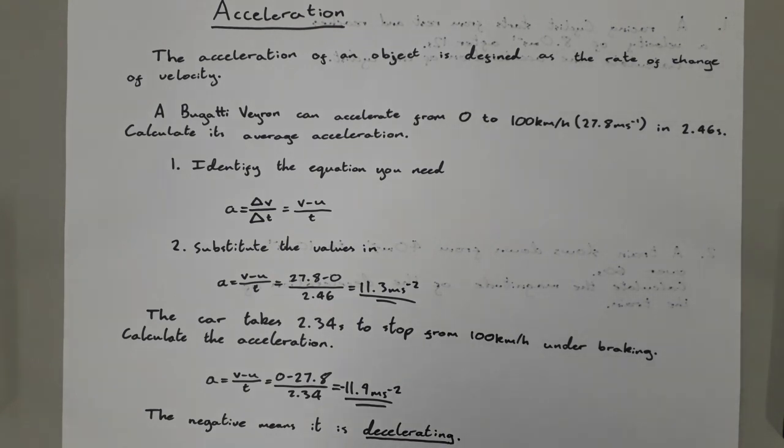So then the car takes 2.34 seconds to stop from 100 kilometers per hour under braking. Calculate the acceleration. So a equals v minus u over t, which we've already found out, but this time our final velocity is 0 because it's stopped, and the u is 27.8 meters per second because that's where it's stopping from, and the time that it takes is 2.34 seconds. So we have 0 minus 27.8, or minus 27.8 over 2.34 seconds, and that will equal minus 11.9 meters per second squared. So the negative means that it is decelerating.